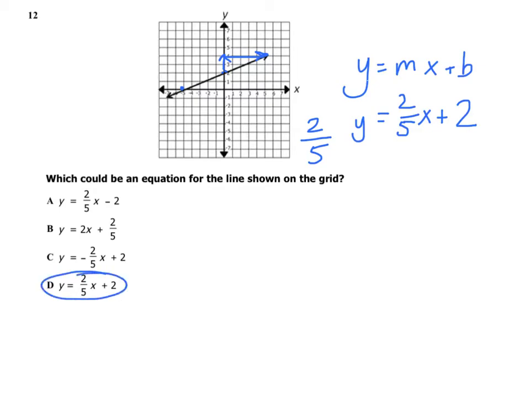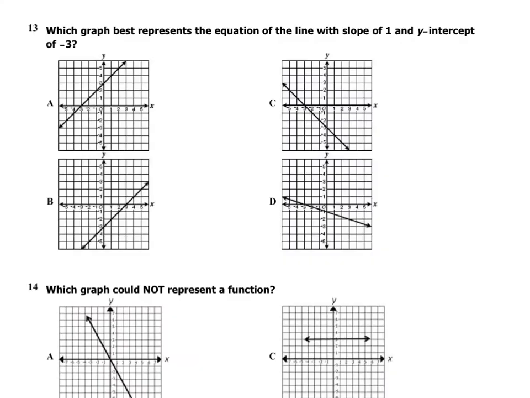All right, let's see if we can trudge on one more page. Okay, number 13. Which graph best represents the equation of the line with slope of 1 and a y-intercept of -3? Y-intercept is going to be the fastest way to eliminate some possibilities because that's just looking right on the graph. -3 could be C, couldn't be D because that's got it at -1, and can't be A because that's got one at 3. Both the other ones are fine.